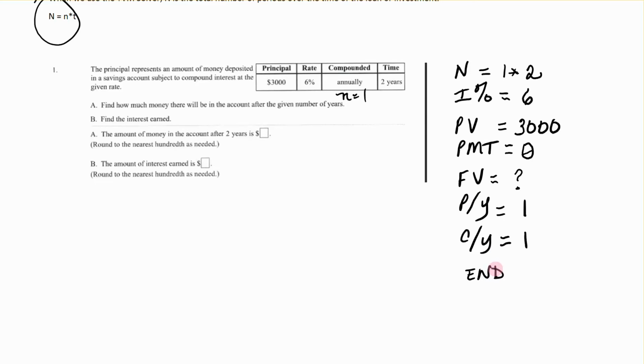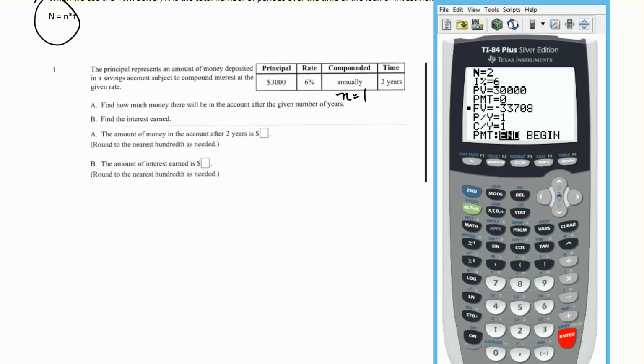All right, let's see what it looks like on the calculator. I'm going to clear all of this. I want to clear everything. Well, let me just go second quit. Okay, I'm on the home screen.